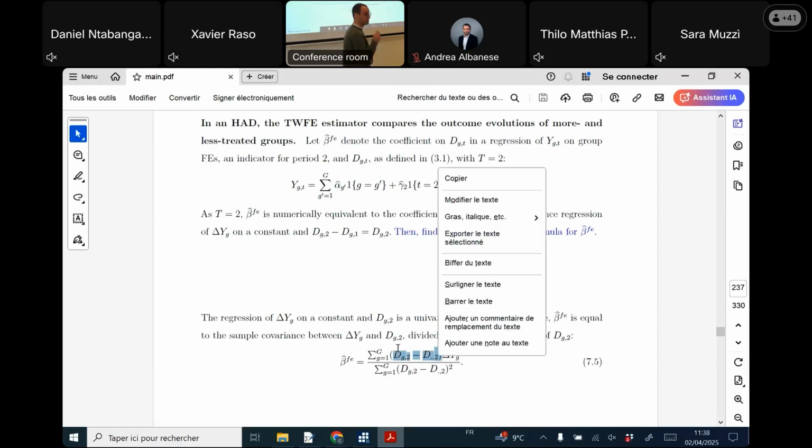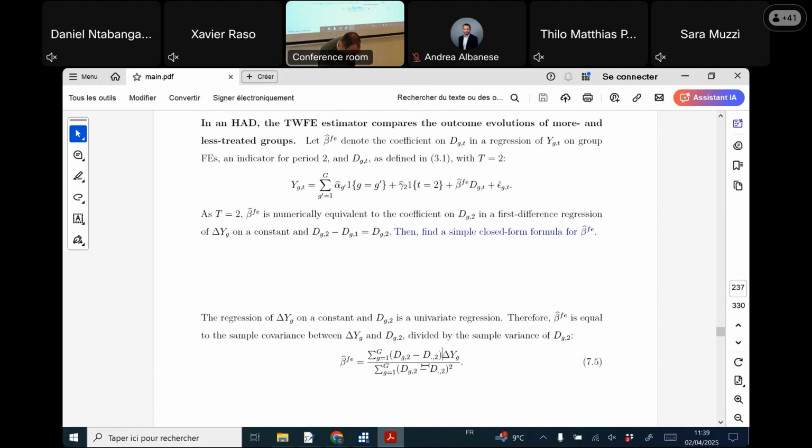So their outcome evolution delta Y will be weighted positively by the regression. And for the weakly treated ones, whose treatment is below the average, they will play the role of our control group. Their outcome evolution is going to get weighted negatively by the two-way fixed effect estimator. So that motivates this interpretation, which says that in a heterogeneous adoption design, the two-way fixed effect estimator compares the outcome evolution of the more and less treated groups.